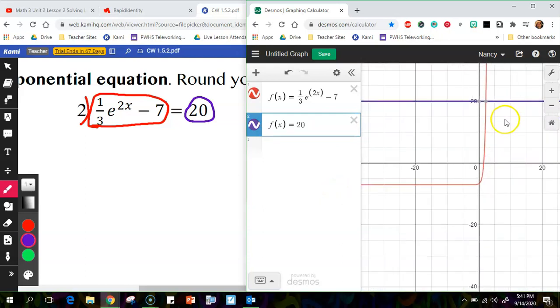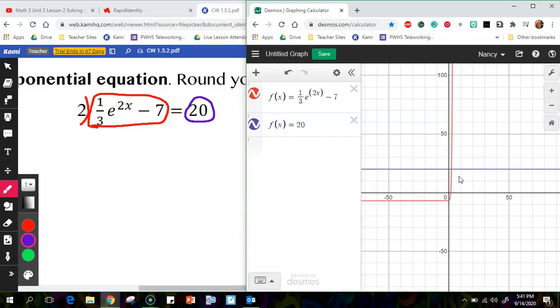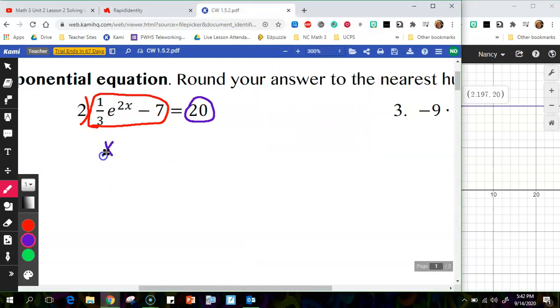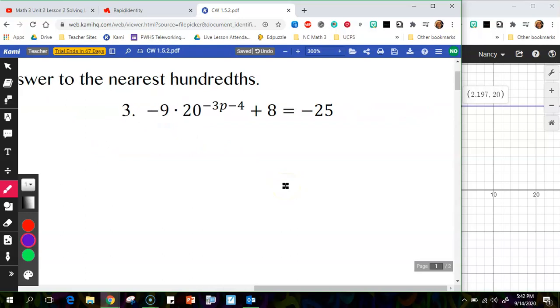Okay, so like I said, no matter how far you back out of it, you'll be able to see if there's an intersection or not. Okay, and so there's the intersection, and what we're looking for is the x value. And so we're just going to write x equals 2.197. That's it. That's all we do on this. So we can do every one of these on Desmos, and we don't have to worry about trying to solve them the old school way. Okay, so let's do the next one.